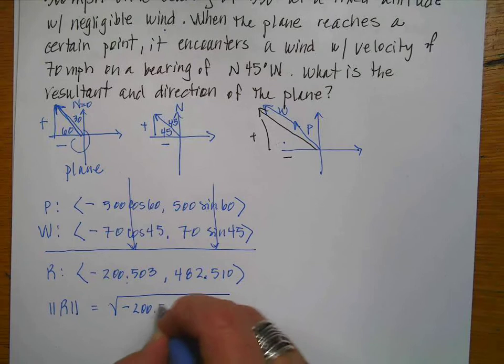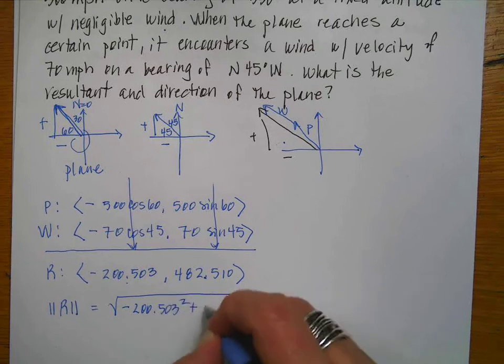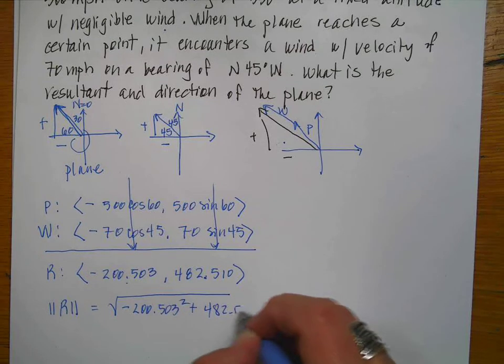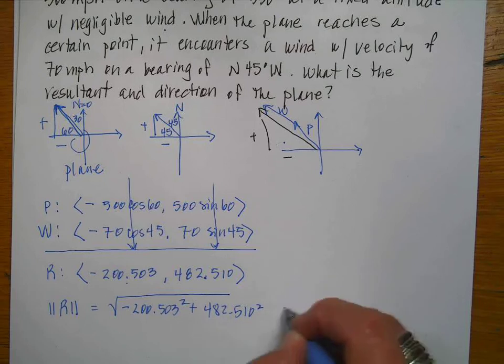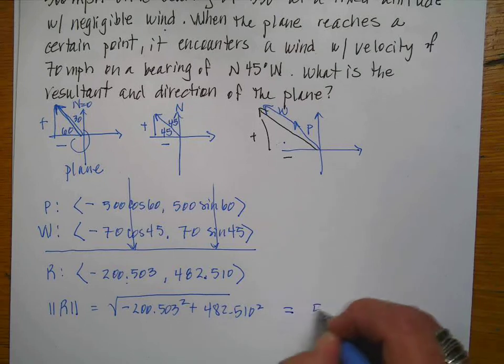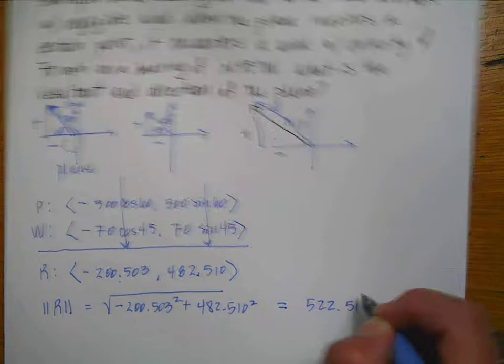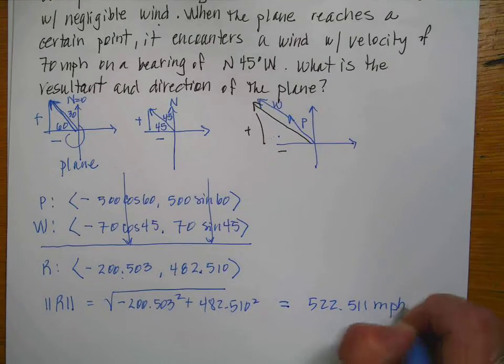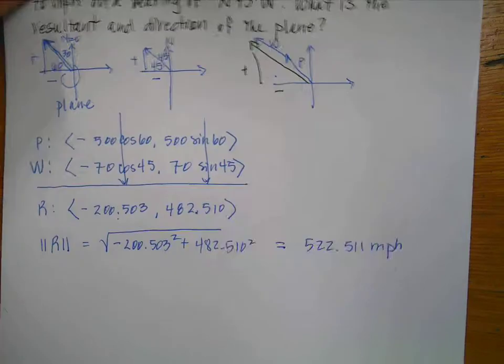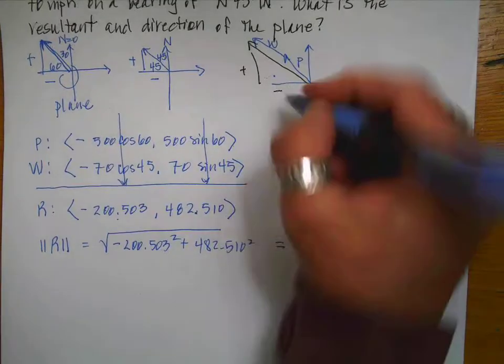Well, that's just going to equal the square root of the negative 200.503 squared plus 482.510 squared, and I get that my resultant is 522.511. We always have to include units, miles per hour. I'll report my answers in a little bit.